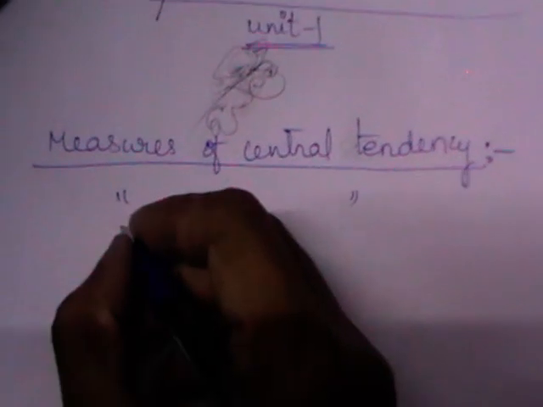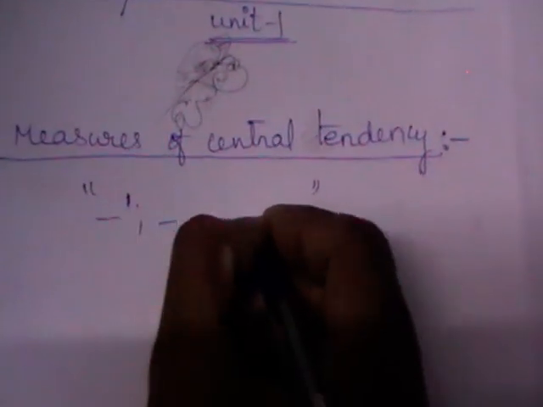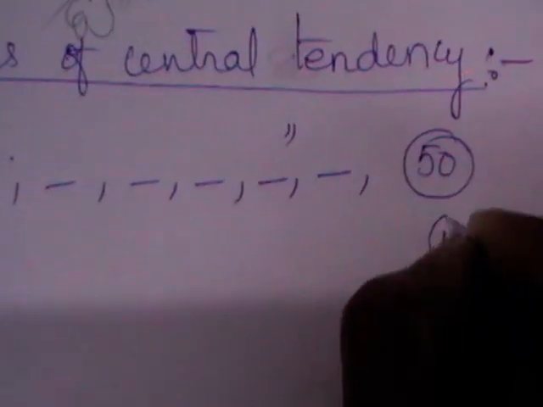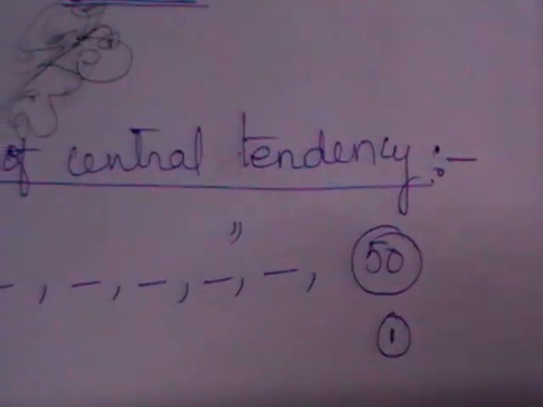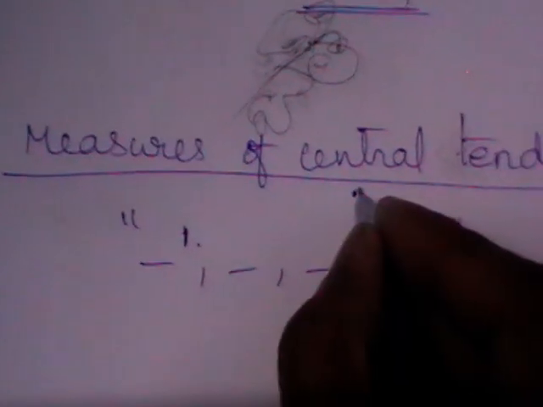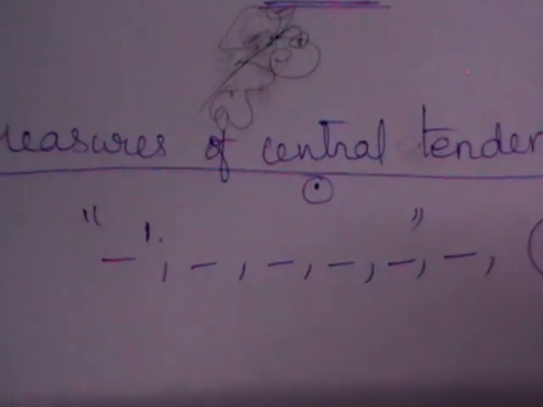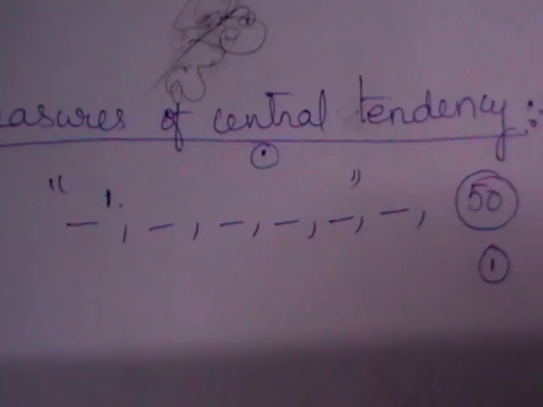Whenever you are given a series of observations, suppose you are given 50 observations. Each and every time you cannot use all the 50 observations. You are going to represent all these 50 observations with a single value, which is called a measure of central tendency. Central tendency means it is a center value or a single value with which we indicate the entire data. I'll give you a small example.